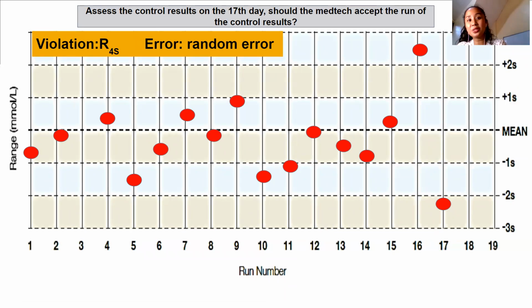Class, no, this is R4S because the range. Kasi class, this shows a random error. Masyadong magkalayo kasi biglang, nung isang araw, yung result niya, nandun sa taas, tapos nung next na araw, biglang bumagsak. So, this is a random error. This is R4S. Yung range nila, yung pagkakalayo nila, 4 na box. 1, 2, 3, 4. 4 na SD yung difference nila. So, that's a random error.